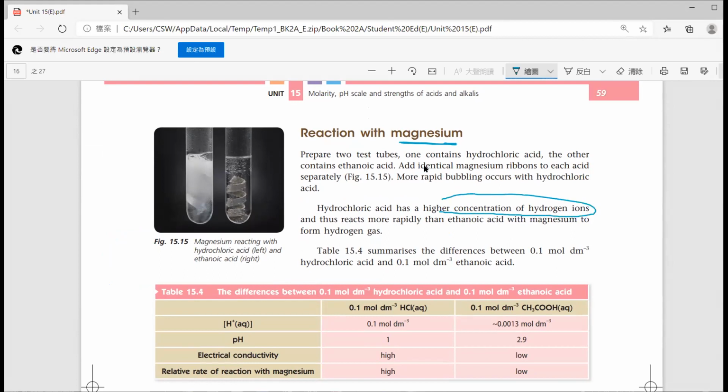You are going to use the reaction with magnesium, and you may find that the concentration of hydrogen ions will affect what? The effervescence speed. So you see that it reacts more rapidly, but not more.